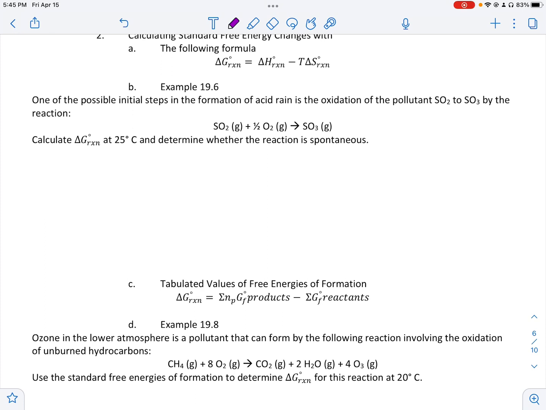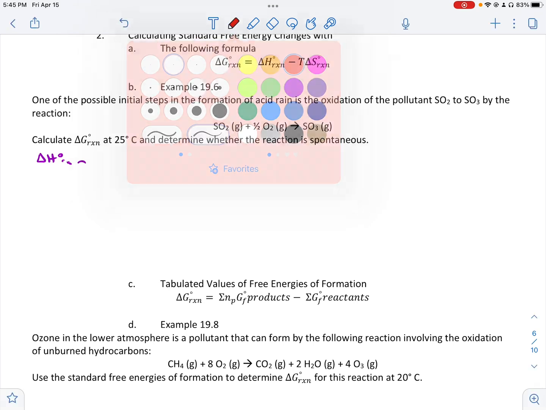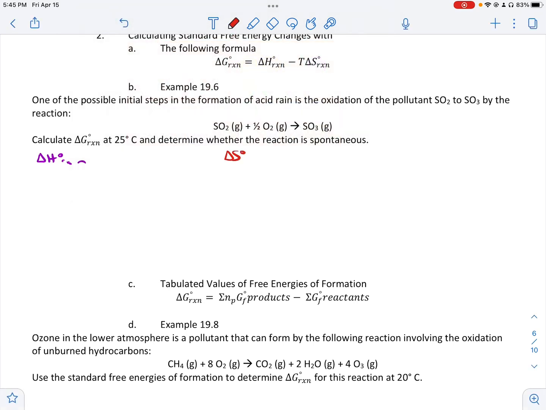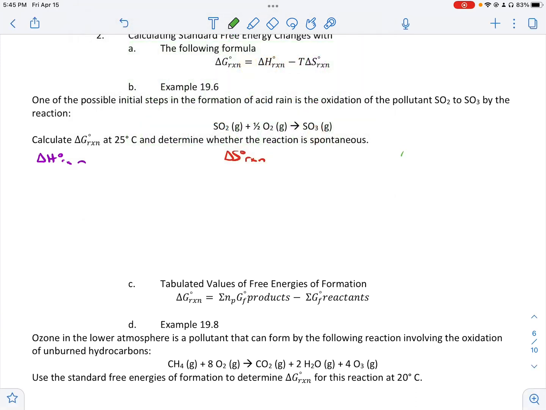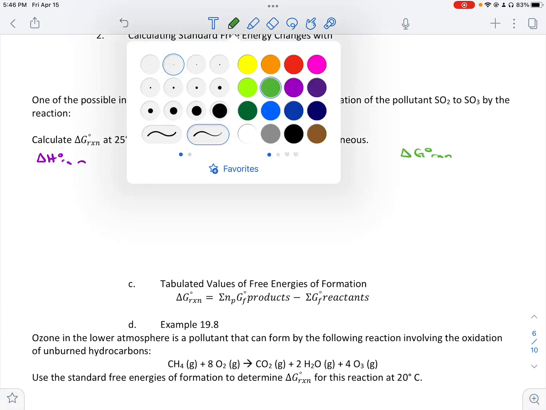So first we've got to find delta H. So I'm going to put delta H naught of reaction here. All right. And then in red, we'll do delta S naught of reaction. And then we'll plug it all together in green over here, delta G naught of reaction. But we've got a little work to get to before we get there.